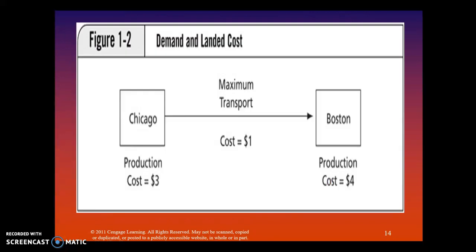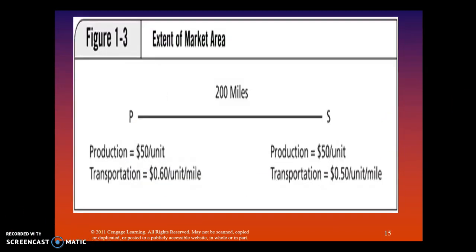Figure 1-2, a chart in your textbook, shows an illustration of demand and the landed cost, giving you an example between Chicago and Boston and how much the cost will be. As you can see, the maximum transport cost could be $1, but the production cost in Chicago is going to be $3, and the production cost goes up to $4. You see where that dollar is in the middle of those two points from A to B. So you think back to place utility. We also look at the extended market areas in a 200-mile radius.